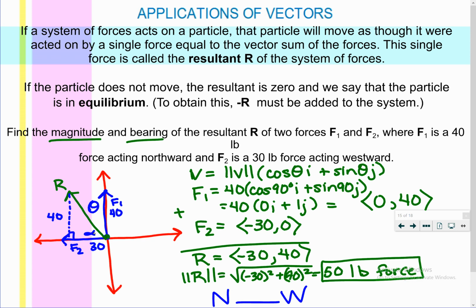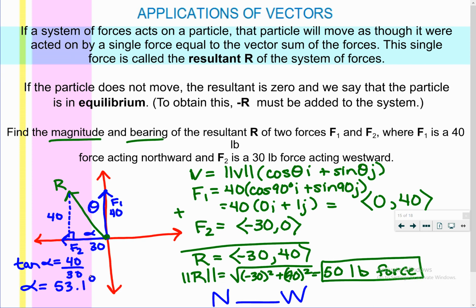You just did in the last problem. What trig function is going to help me? Tangent. Tangent alpha, like I said, you don't need the negatives, is opposite over adjacent, 40 over 30. If you do the inverse tangent of 40 over 30, or 4/3, you're going to get 53.1 degrees.